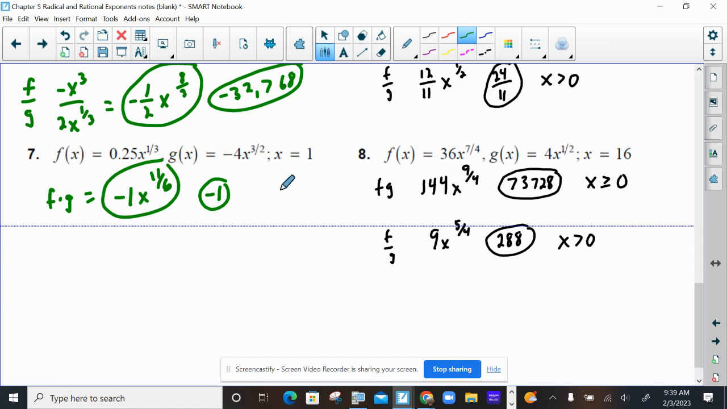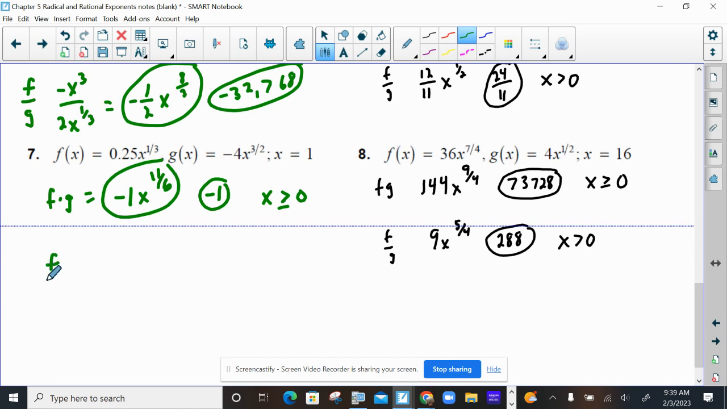Okay? Your domain has to be greater than or equal to 0. Okay? Because of this even root. Because of an even root, I would get an error if I plugged in a negative number. Okay? So keep that in mind.